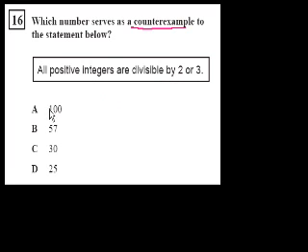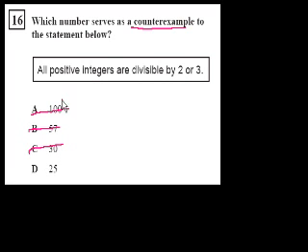nor 3. Well, 100 is divisible by 2, right? So that's just another example of a positive integer that's divisible by one of these two. So it's not choice A. It's not a counterexample. 57, it's not divisible by 2, but it is divisible by 3. 19 times 3 is 57. So it's not choice B. It's divisible by 3, so it's not that. 30 is divisible by both, so that's definitely not a counterexample.